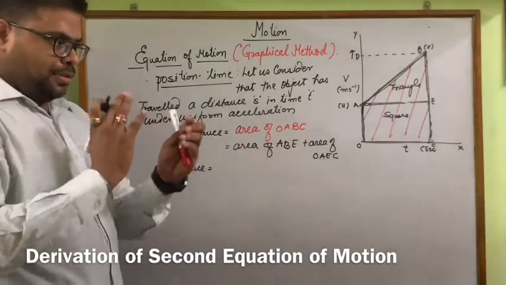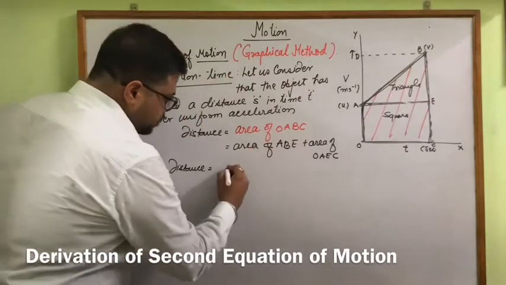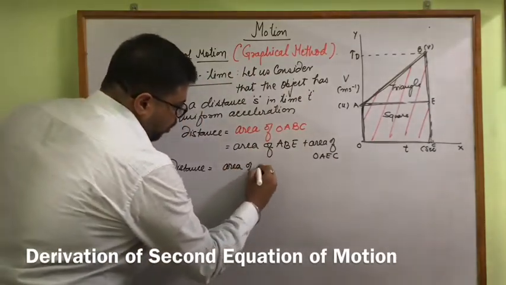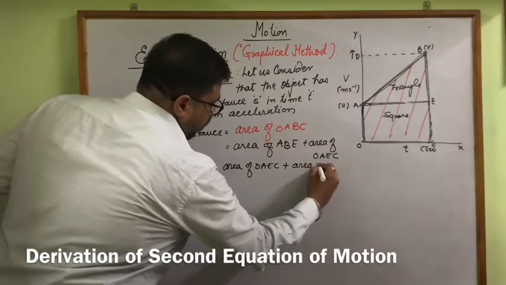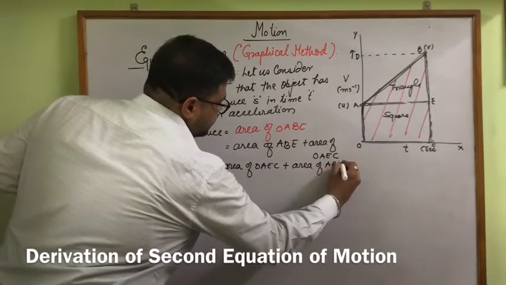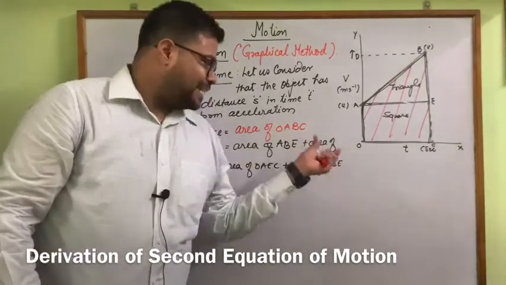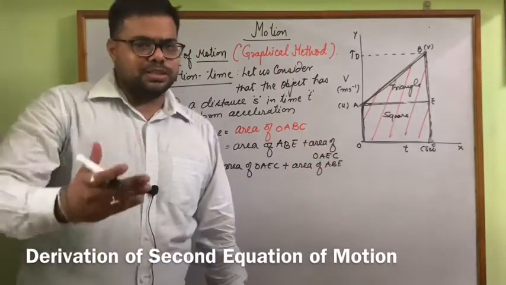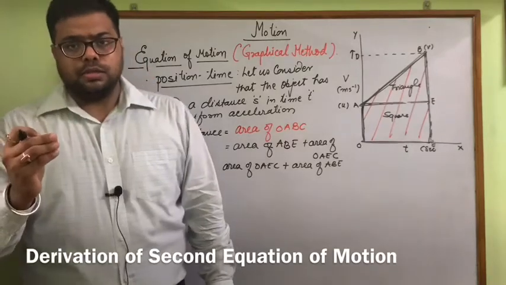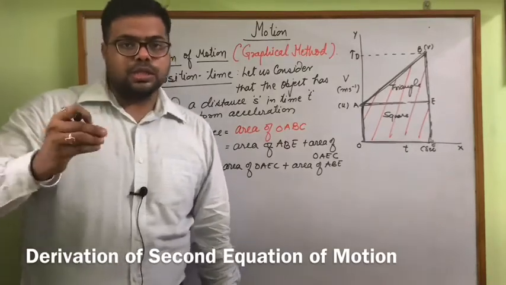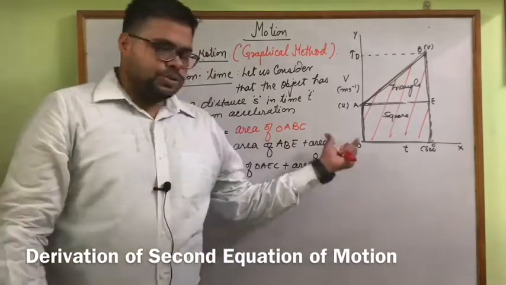Now, by the generation of the equation, we can rewrite it in another way: area of OAEC plus area of ABE, which is a triangle. This is just to make a right formation of the equation, with no other reason, because in mathematics we have the commutative law: AB equals BA in multiplication, and A plus B also equals B plus A.